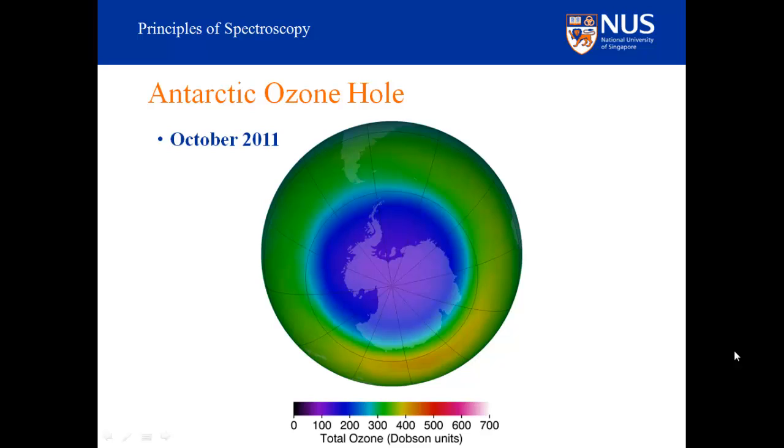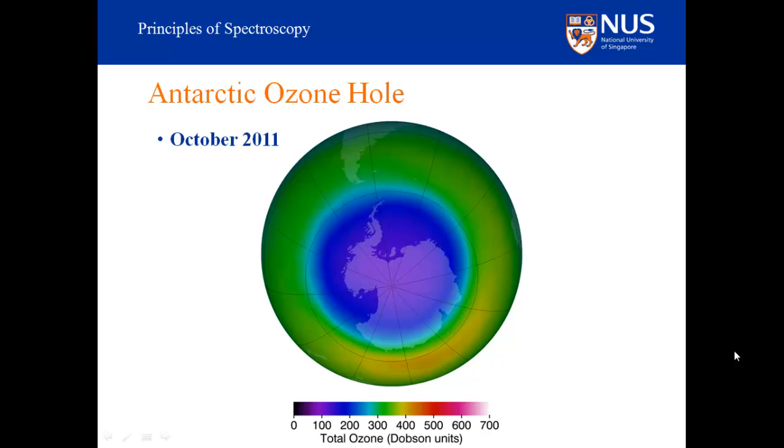Now, you've probably heard of the Antarctic ozone hole, I'm sure. This is what it looked like in October 2011. These values associated with yellow and green, these are the normal amounts of ozone we would expect, amounts around 300 or so Dobson units. 300 Dobson units is equivalent to 3 millimeters of ozone if we brought all that ozone down to the Earth's surface.